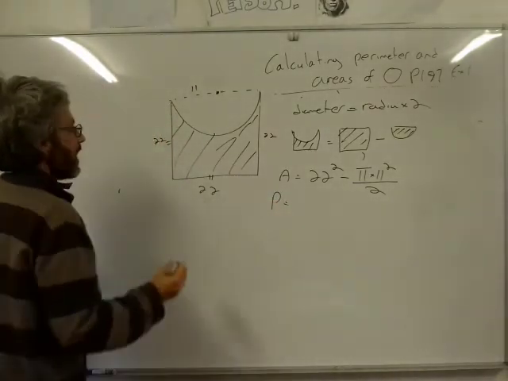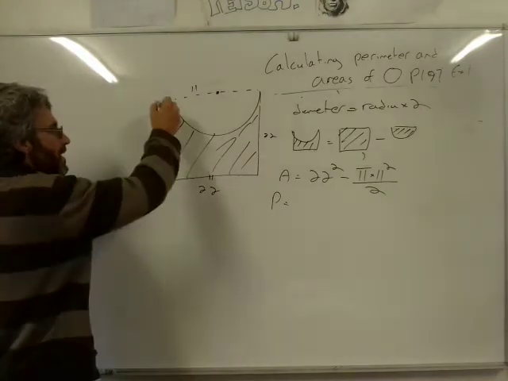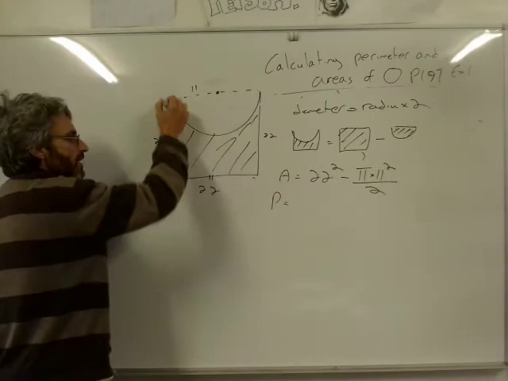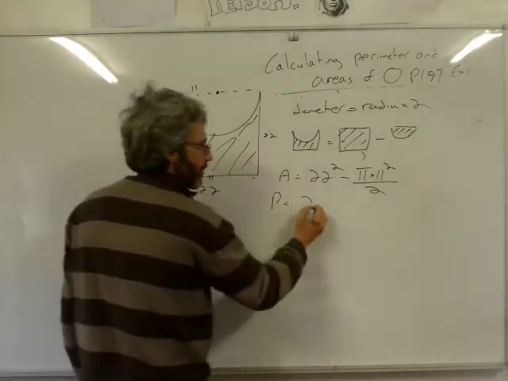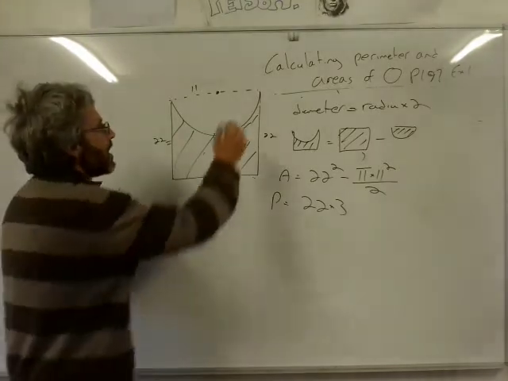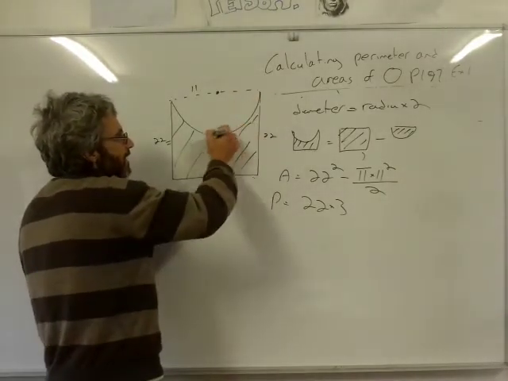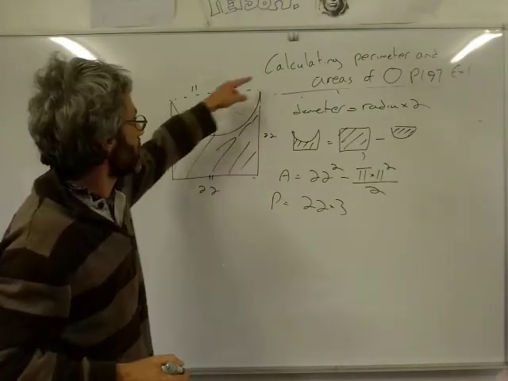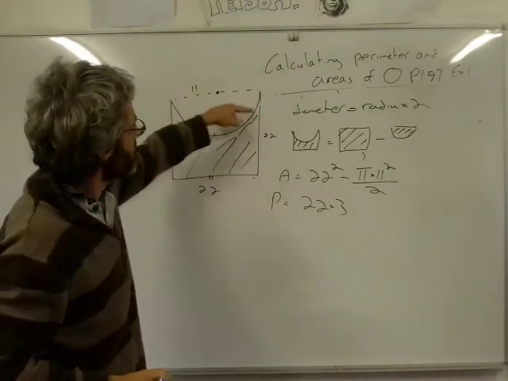Perimeter, I just need to add up all the lines. So I've got this line, this line, this line, and that line. Now these three lines are easy. That's simply 22 times 3, right? There's 3 of those. So the only line I need to add is this line. Noticing that this is not a solid line, so I'm not building a fence here, I'm just building a fence there. But what's the line here?